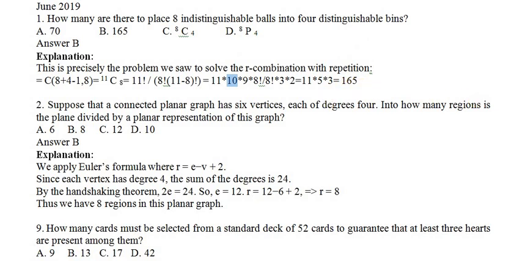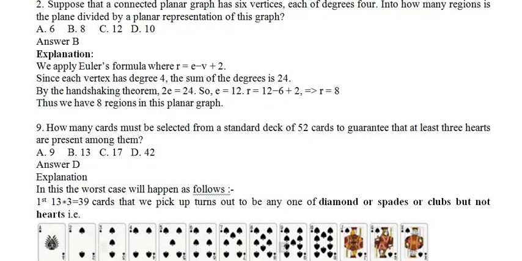Okay, and next is another important problem statement. Suppose that a connected planar graph has 6 vertices, each of degree 4, which means each and every vertex has degree 4. Into how many regions is the plane divided by a planar representation of this graph? Actually, for a planar graph, the number of regions is nothing but the number of edges minus the number of vertices plus 2. So that is the Euler formula to find the number of regions.